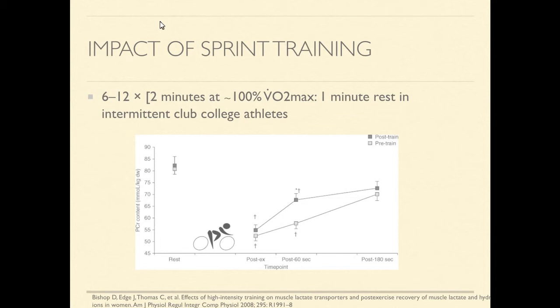What I want you to look at is the resting levels of PCR concentration. Okay, the dark gray is after they trained for several weeks, and the light gray is before they trained. So notice immediately after they sprint, both of their PCR levels are down around the same. But 60 seconds after, the post-training group, the 6 to 12, 2 minutes of VO2 max group with 1 minute rest, recovered PCR faster by 60 seconds. Whereas at 180, there's no difference. So where it really makes a difference is when you're having to do repeated sprints over and over again.